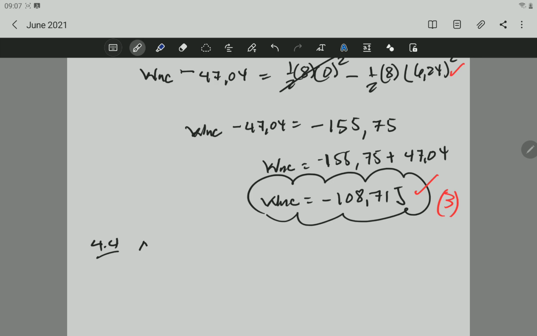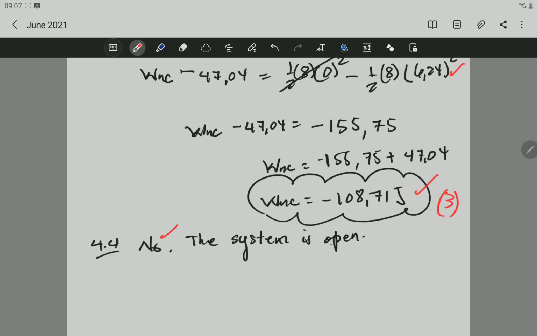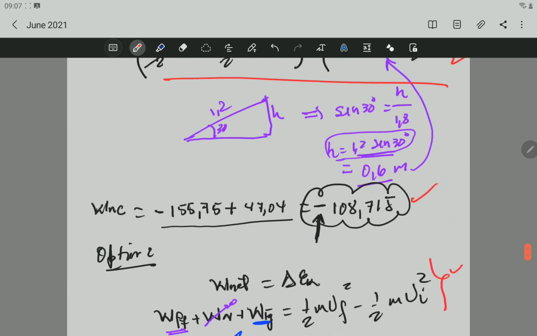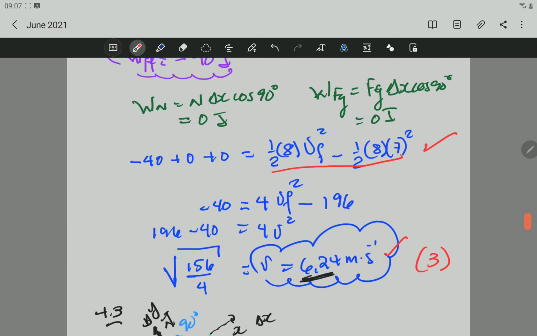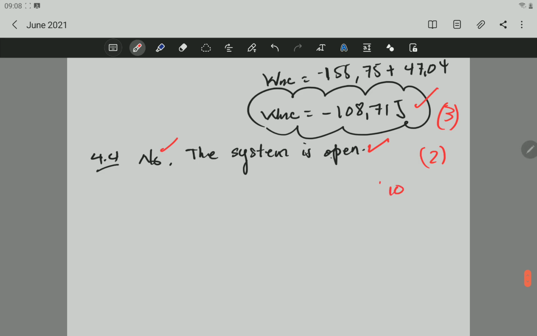The answer will be no, and I will say the system is open, or you can say the system is not closed. Then you get 1 mark for saying no, and 1 mark for saying system is open. You add, it is 5, and then 3 plus 2 is also 5. The total is 10 marks.